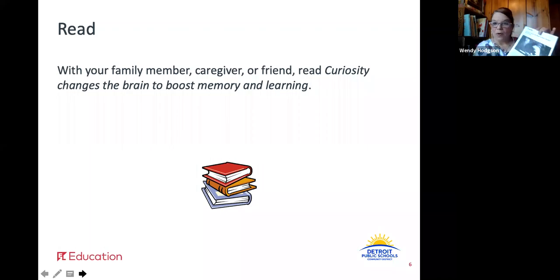So the name of your article, I have my print copy here, is Curiosity Changes the Brain to Boost Memory and Learning. So I'm going to read this now.